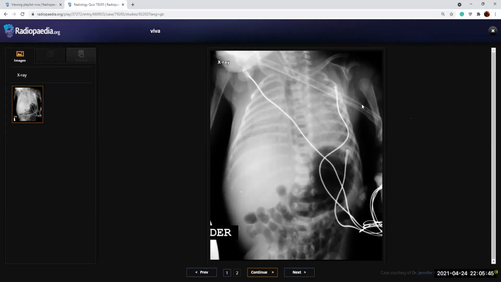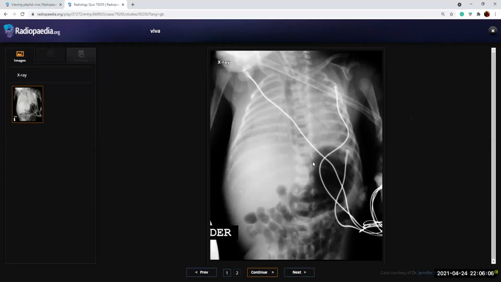Could it be a blind ending pouch? Which you did say it's communicating with the stomach. Yes, it is communicating with the stomach. Yes. So why would it be there?